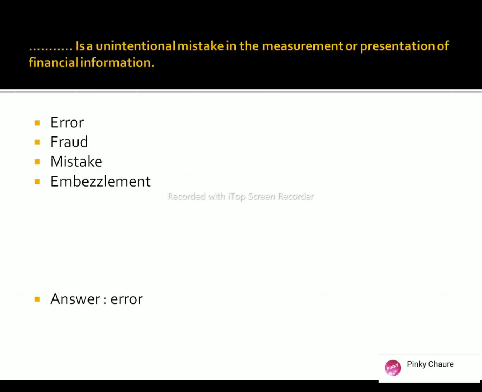Dash is an unintentional mistake in the measurement or presentation of financial information. Option is error, fraud, mistake, embezzlement. Answer is error.